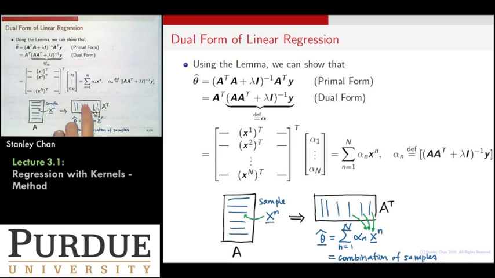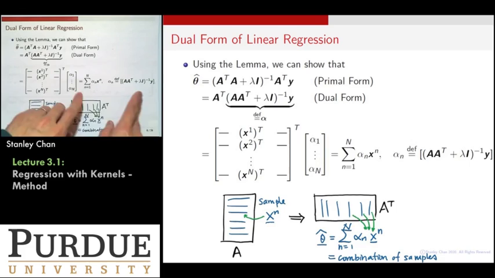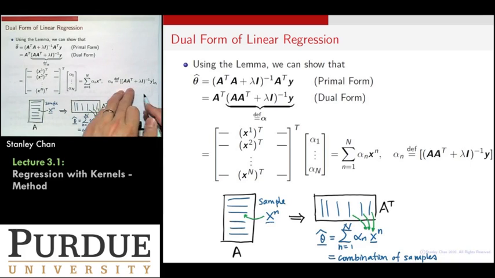Now, at this point, you may ask, well, then what is alpha n? Alpha n is just the nth element of this vector. You can calculate this vector, which is this inverse times y. So I'm showing you here that this is alpha n: the nth element of this vector, (AA transpose plus lambda I) inverse y. That is the alpha n's.